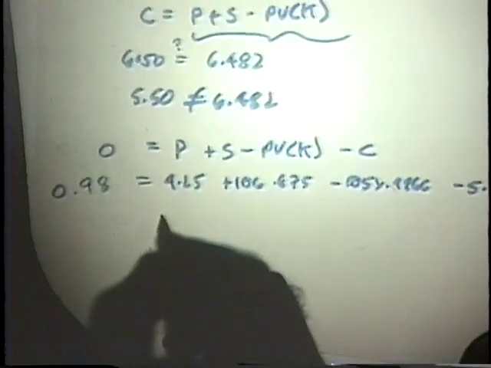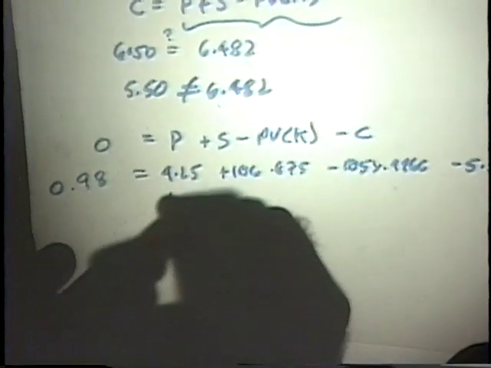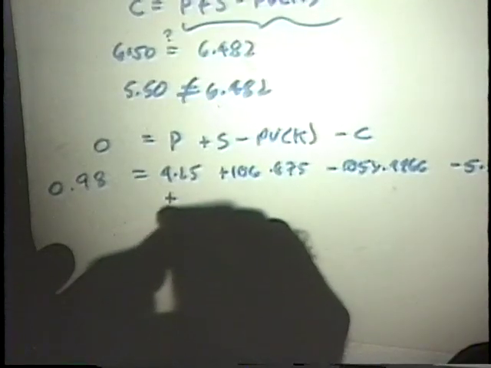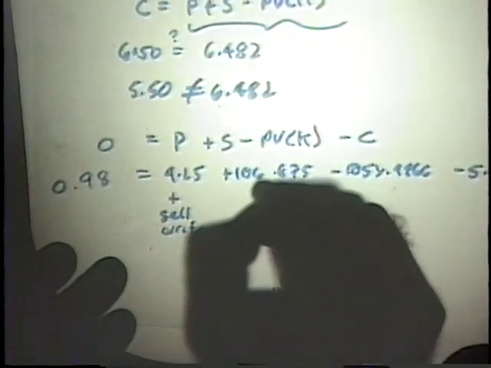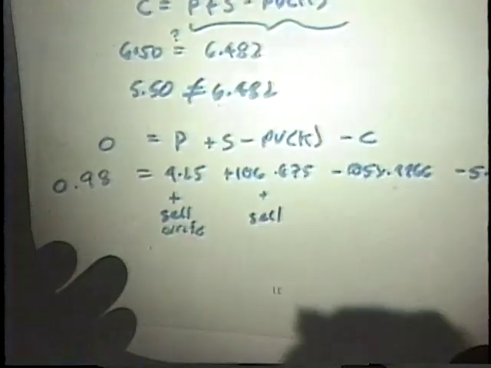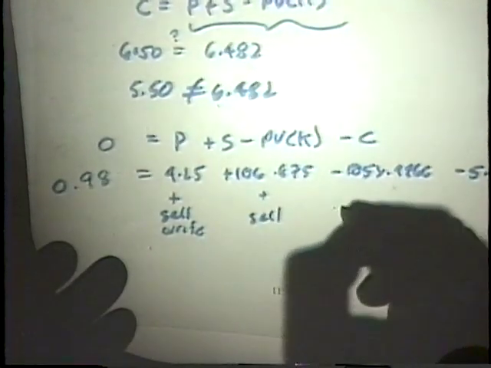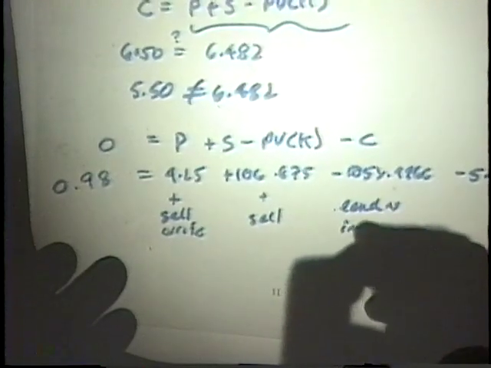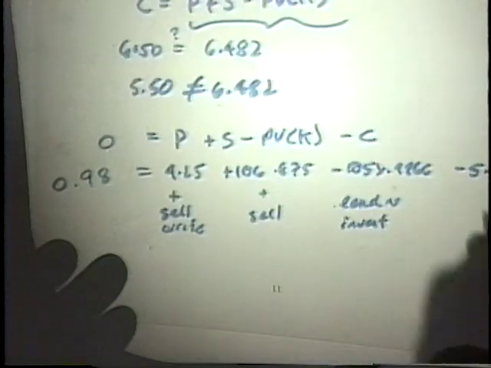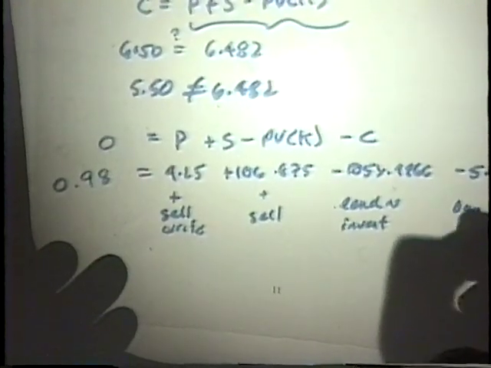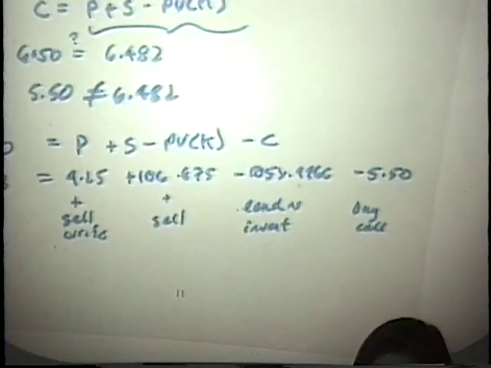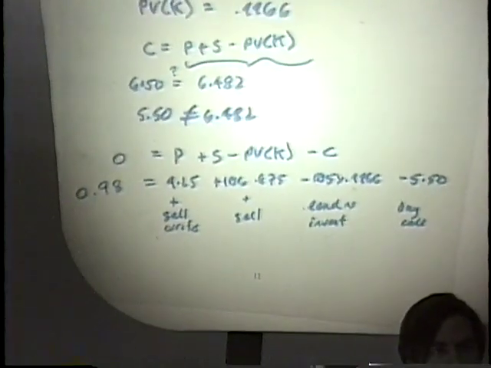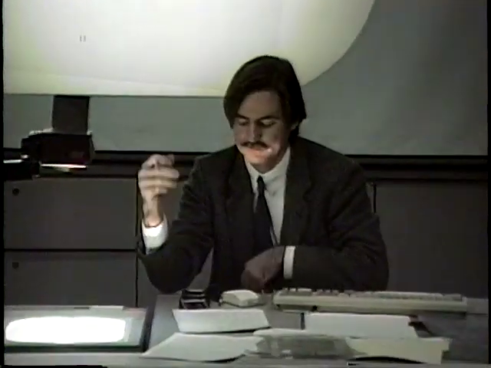So this is a positive 4.25, which means that we're going to sell or write. And this is a positive also, which means a sell. This is a negative cash flow, which means we're going to lend or invest in the T-bill. And we're also going to buy the call. It's obvious that we should be buying the call, because what did I do? I dropped the price of the call from $6.50 to $5.50 to make it cheaper. So we should be buying the call.